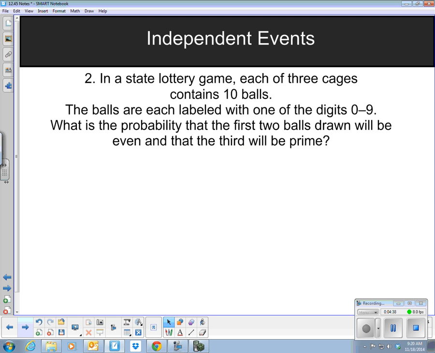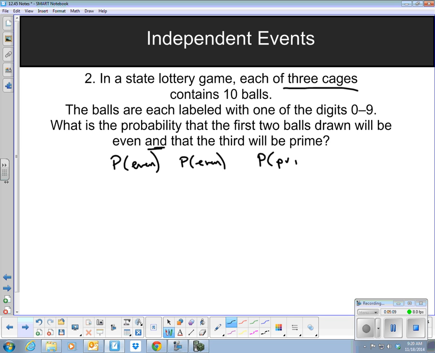In a state lottery game, each of the 3 cages contains 10 balls. The balls are each labeled with the digits 0 through 9. What's the probability that the first 2 balls drawn will be even and that the third will be prime? So here's what you're looking at. You're looking at 3 situations, each cage individually. The first one's got to be even, and the second one's got to be even, and the third one's got to be prime.